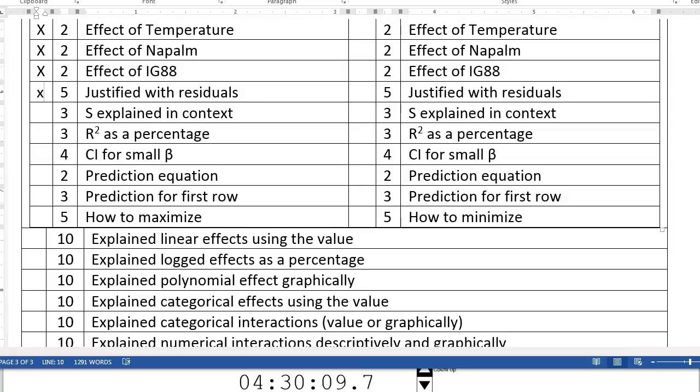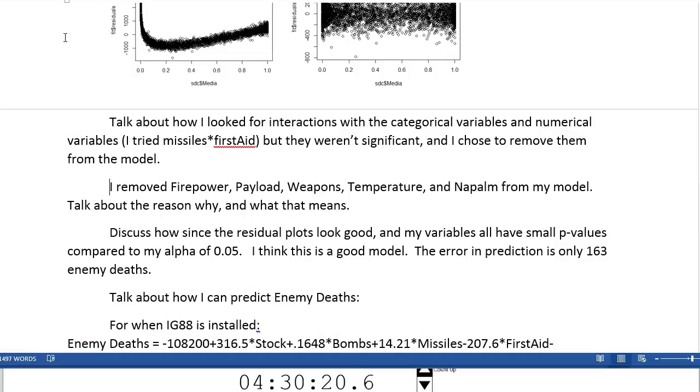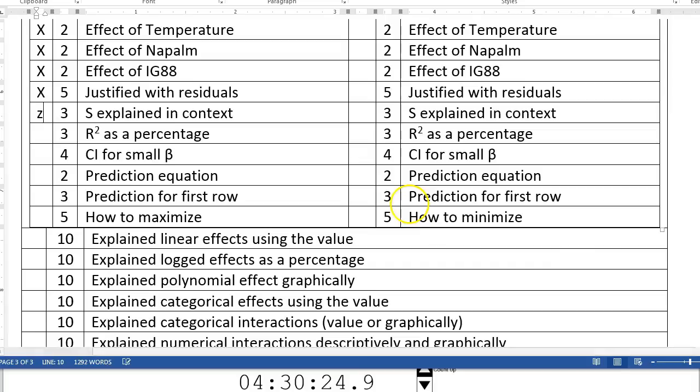I did say that the residuals look good. Some people like to show the residual plots. Some people just like to mention that they looked at the residual plots. That's a style choice. That was the part where I said the prediction error is 163. So we're good there.